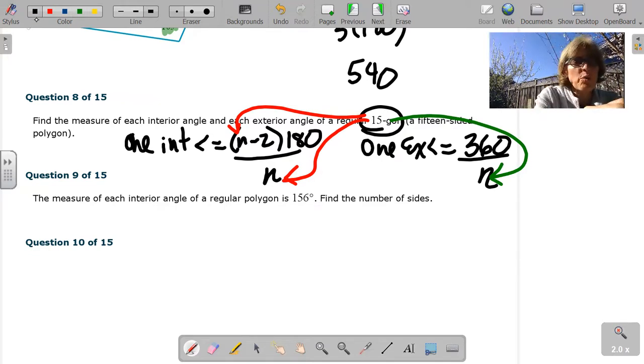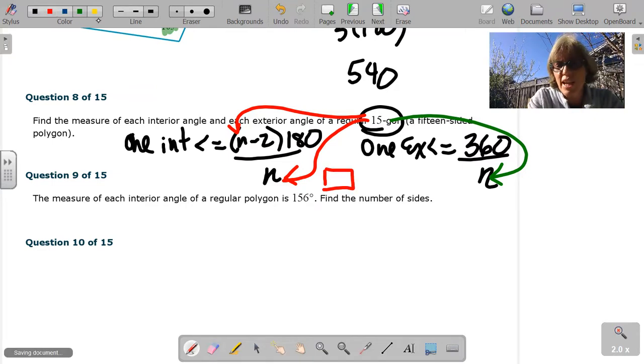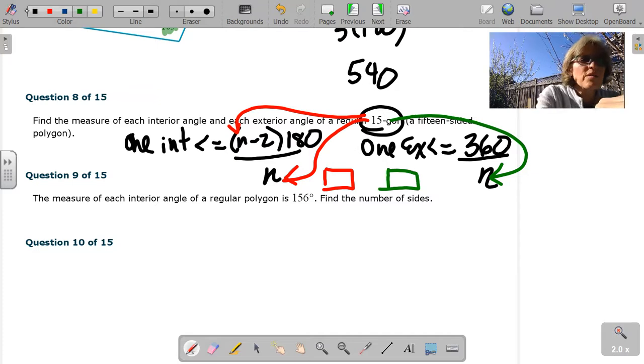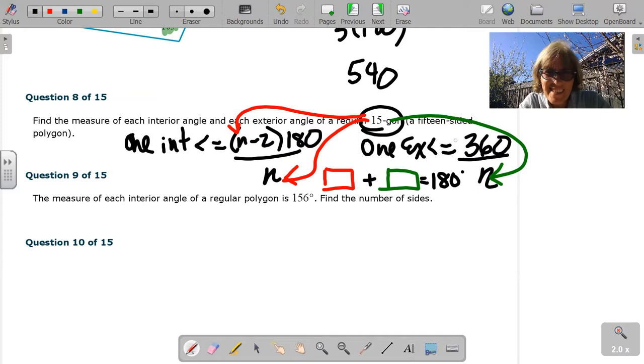What's important to know is that whatever this angle is, the interior, and whatever this angle is, the exterior, they add up to 180 degrees. One interior, one exterior will always add up to 180 degrees.